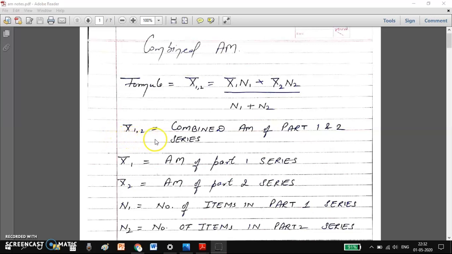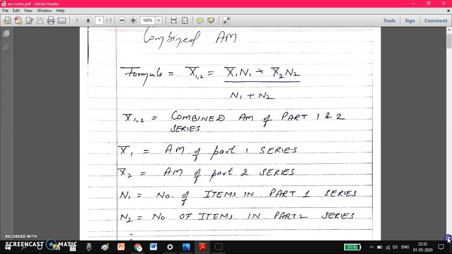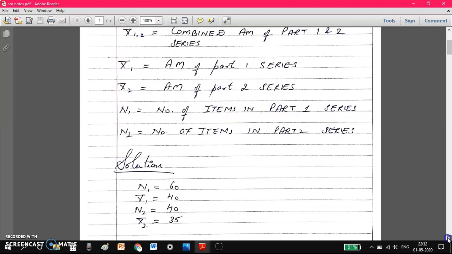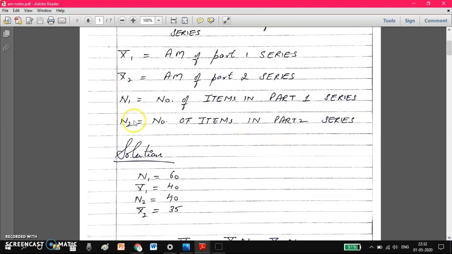So mean 1,2 is the combined arithmetic mean of part 1 and part 2 series, and mean 1 is the arithmetic mean of series 1, and mean 2 is the arithmetic mean of series 2. n1 is the total number of items of the part 1 series, and n2 is the number of items in the part 2 series.